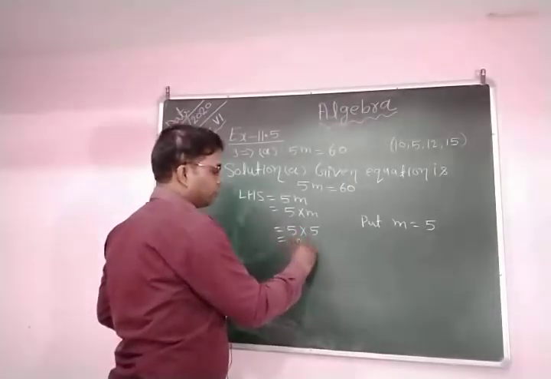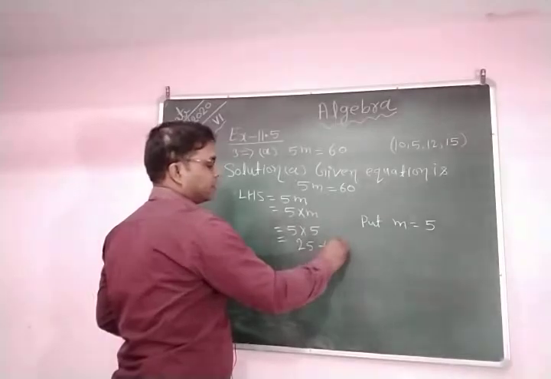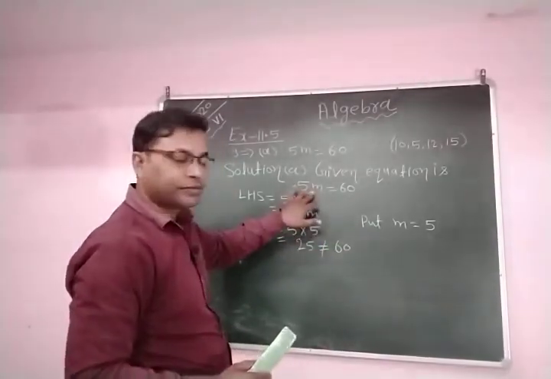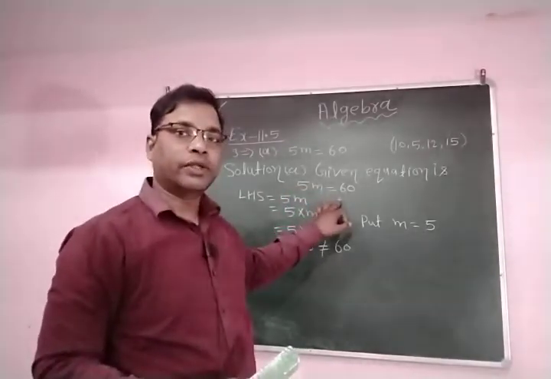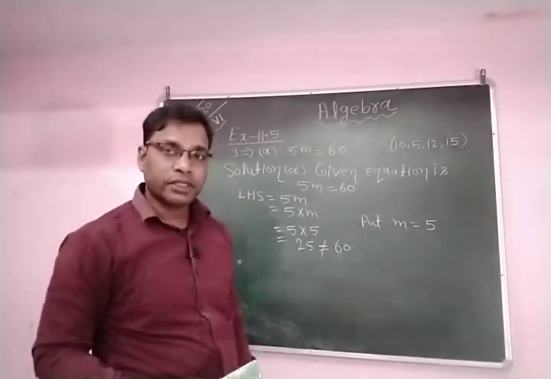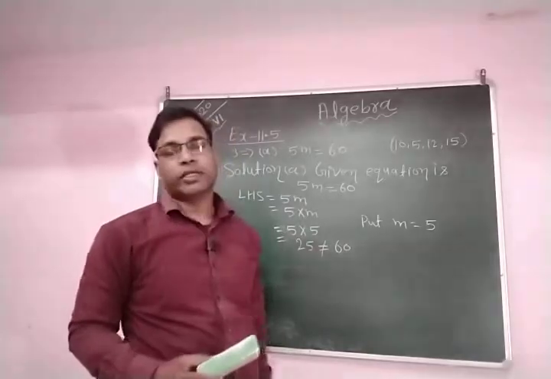The left hand side, 5m, is 25, but the right hand side is 60. So m equal to 5 is not a solution of the given equation. Why? Because the left hand side is not equal to the right hand side.